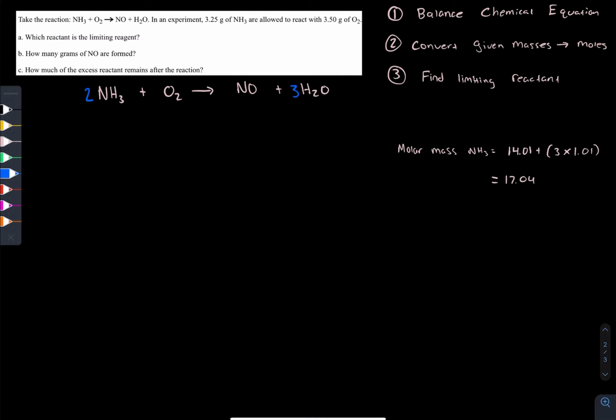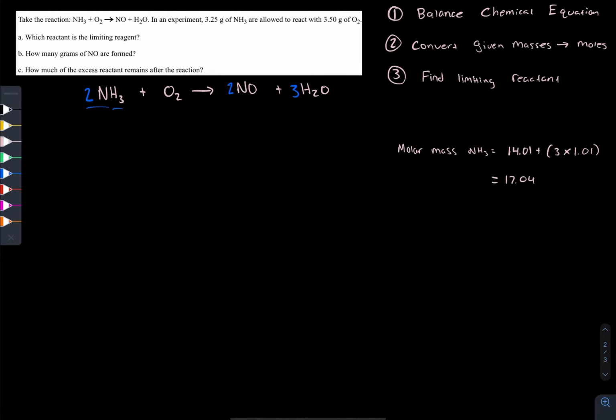And now we have two nitrogens on this side, and we have 1 nitrogen on this side. So to fix that, we're going to add a 2 there. So now we have 2 nitrogens on this side, 2 nitrogens on this side, 6 hydrogens on this side, 6 hydrogens on this side, and we have 2 oxygens on this side, 3 oxygens here, 2 oxygens there. So we have 5 oxygens on this side.